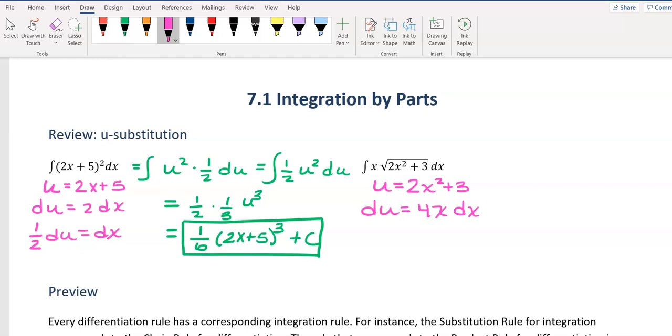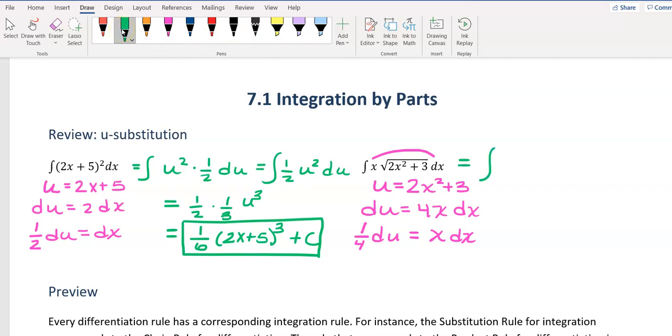Notice we have an x in the original integral, right up here. We have our dx, but we don't have the 4 that goes with it. So we need to solve for x dx here. So we're going to divide by 4, which would be the same as multiplying by 1/4. So we have 1/4 du is equal to x dx. So now we can start to replace. So our x dx will be replaced, and the inside function will be replaced in terms of u.